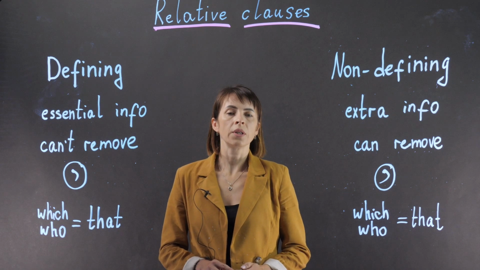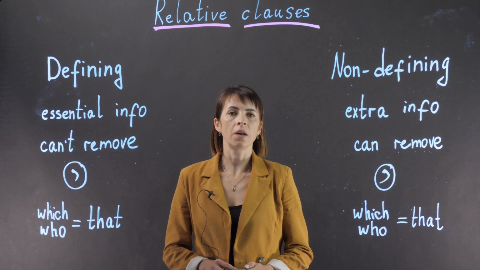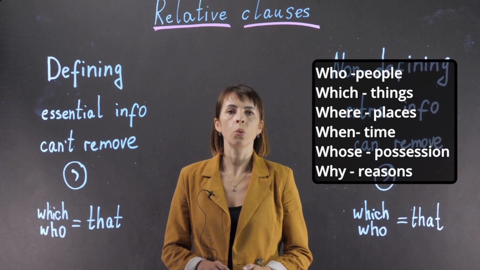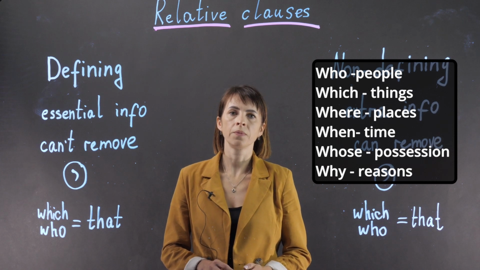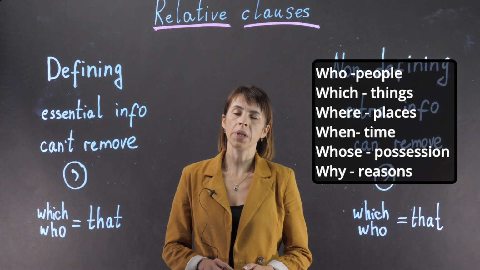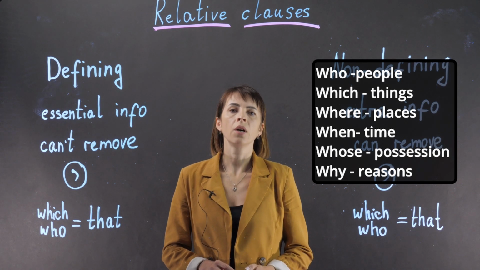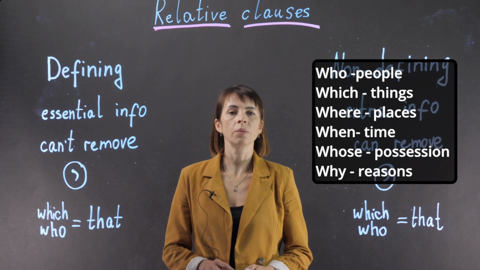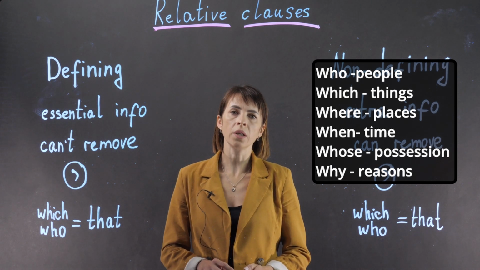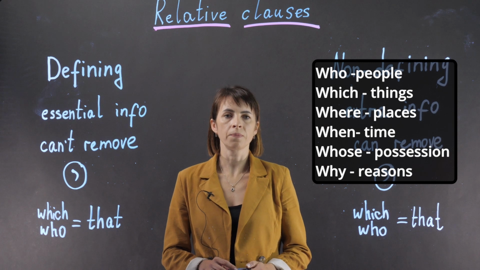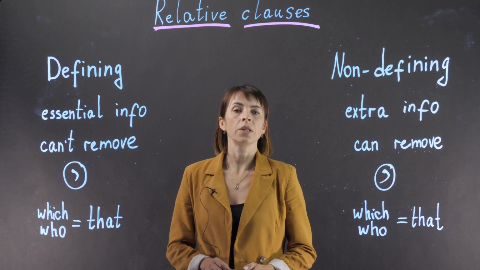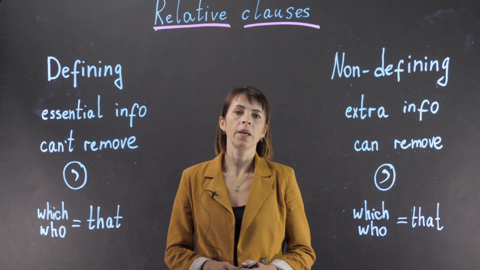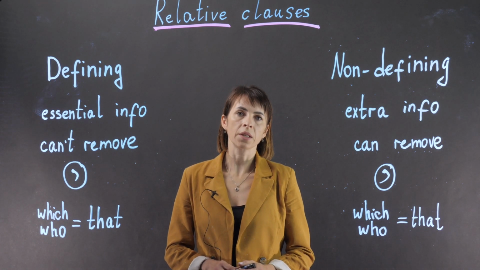The most common relative pronouns are who for people, which for things, where for places or situations, when for time, whose for possessions, and why for reasons. There are two types of relative clauses. Є два види підрядних речень.